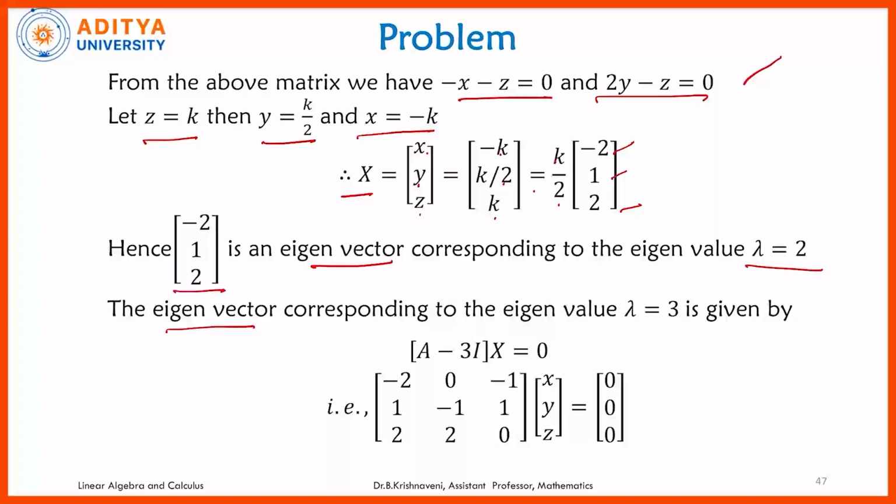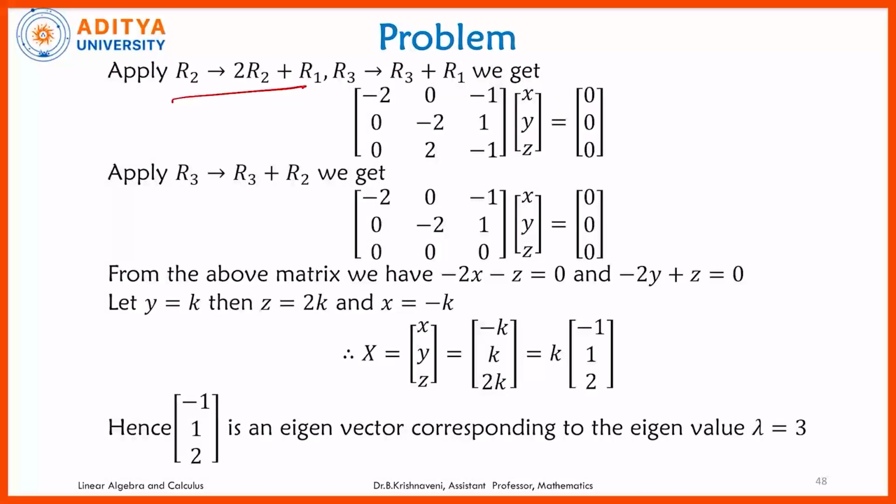Similarly, let us find the eigenvector corresponding to the eigenvalue lambda is equal to 3. We got the equation (A minus 3I) x is equal to 0. On performing this, we got the equation as [minus 2, 0, minus 1; 1, minus 1, 1; 2, 2, 0] times [x, y, z] is equal to [0, 0, 0]. So reduce this into echelon form by using the row operations, R2 as 2R2 plus R1, R3 as R3 plus R1. We get [minus 2, 0, minus 1; 0, minus 2, 1; 0, 2, minus 1] times [x, y, z] is equal to [0, 0, 0].